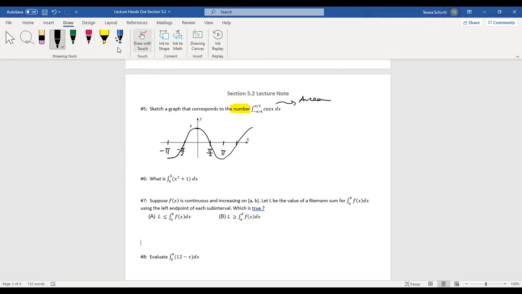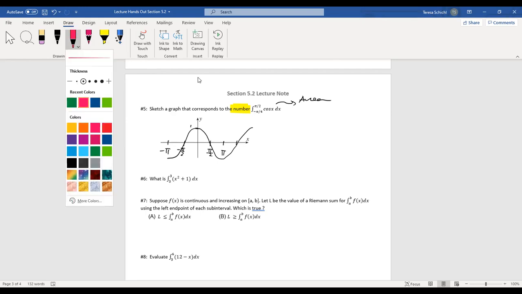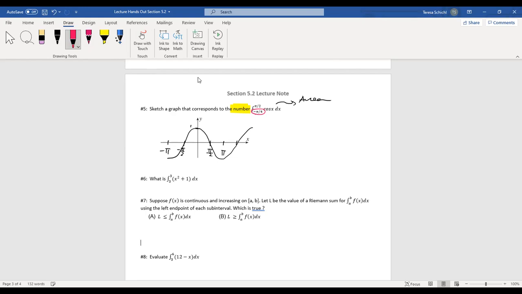All right, and now for this problem here, this is my cosine, I already drew that. My lower bound here is negative pi over 4, and this is pi over 2. So this is negative pi over 4, and then to pi over 2. So what does this number represent? This number represents the area between those two. Do you get that? All right, so that is what this graph represents, the area here.